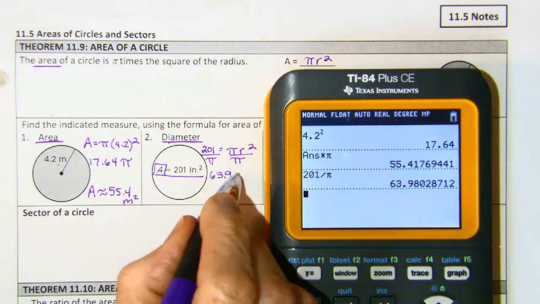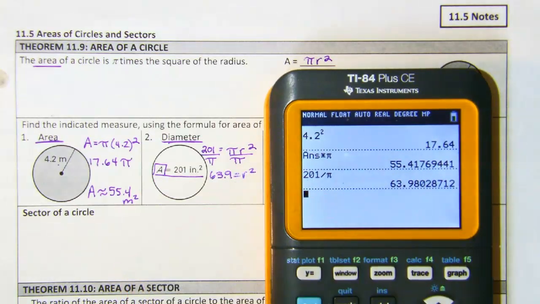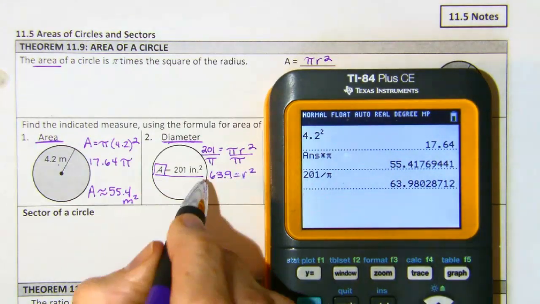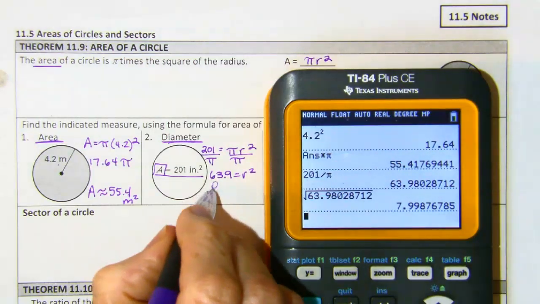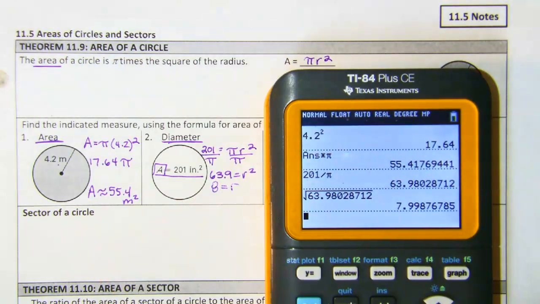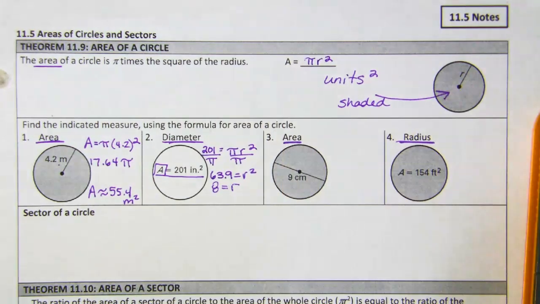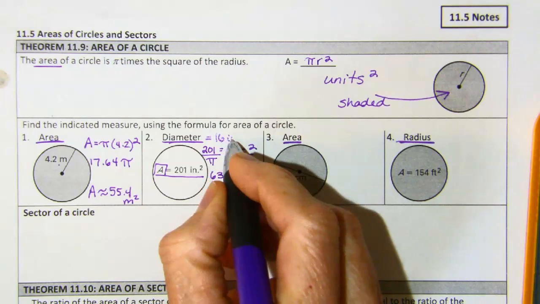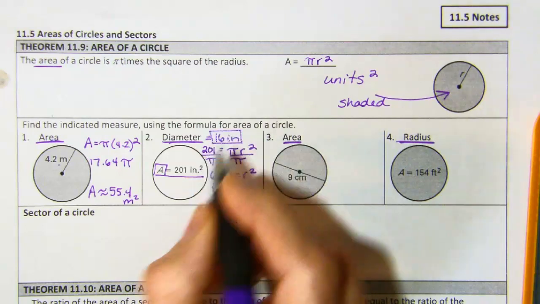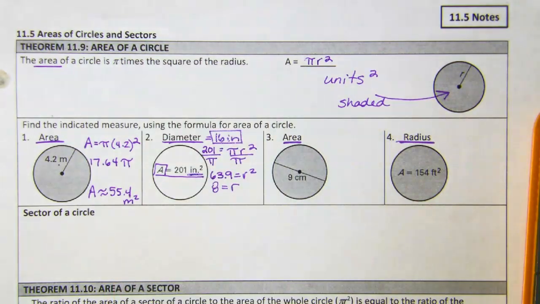Now that's going to give us roughly 64. So I'm going to write this down like this. But we've got an r squared there. So if we square root both sides, and if we know that was 64, we know it's going to be about 8. So we're going to round this answer. So 8 equals the radius, but it's asking for the diameter. So the diameter for this one is going to be 16 inches, since this is inches squared.